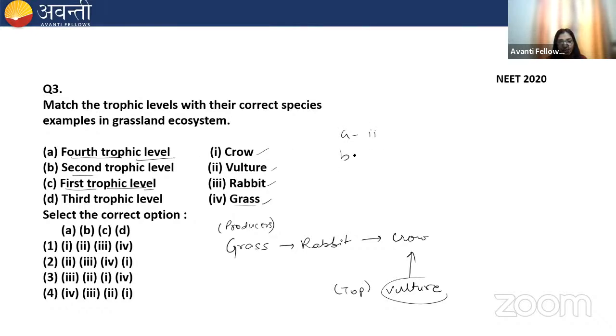B is second trophic level. Second would be rabbit. B would be 3. C is first trophic level, grass. This is the first trophic level. D is third trophic level. Third trophic level is crow. So D1, C4, B3, A2. Correct option is second.